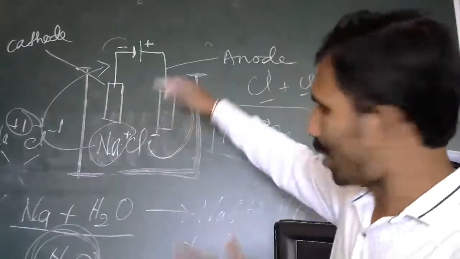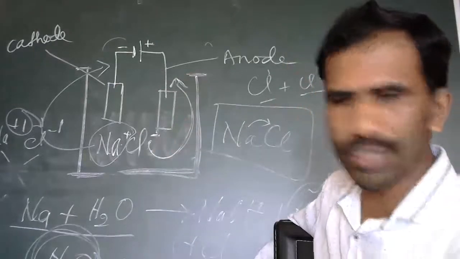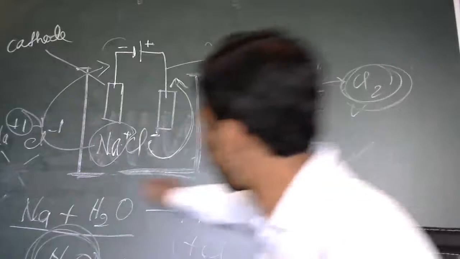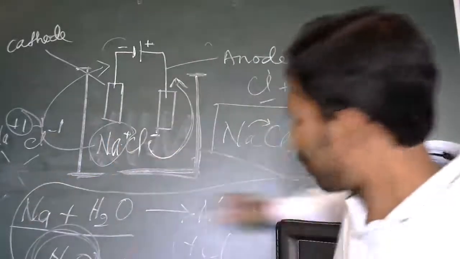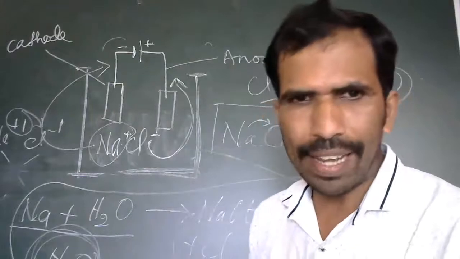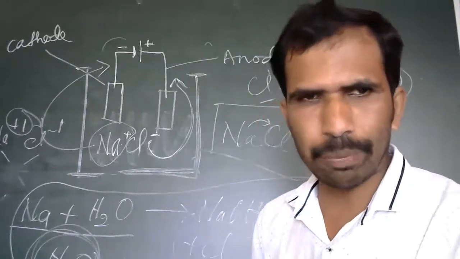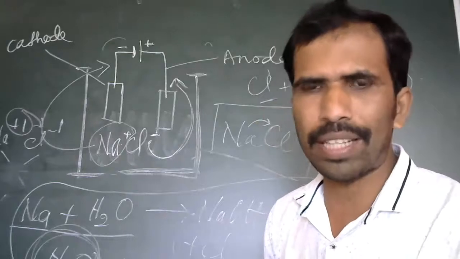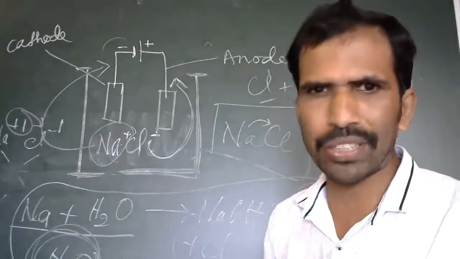So I told you this is a very complex procedure. You have to remember this reaction, it is a very important reaction. This we have to remember. So Na plus H2O gives NaOH plus H2 plus Cl2. If you write this much, your reaction is complete, and you can go on writing the explanation on top of it.